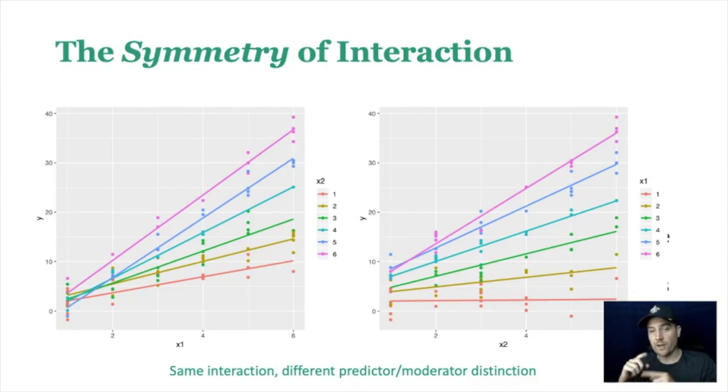When you reverse those and you have x2 as your predictor and x1 as your moderator, there is a level where it doesn't look like x2 has any relationship with y. So when x1 is 1 or 2, it doesn't look like x2 has any relationship, it's really flat. It's not really until you get to 3, 4, 5, and 6 that you start to have much of a slope. So depending on which one we decide, it's going to change a little bit of how we tell the story. But again, it's the same information. It just depends on what your research question really is.